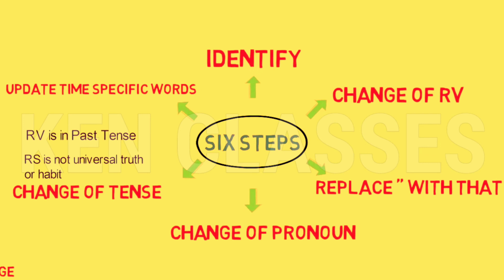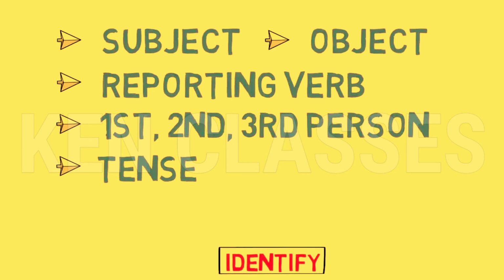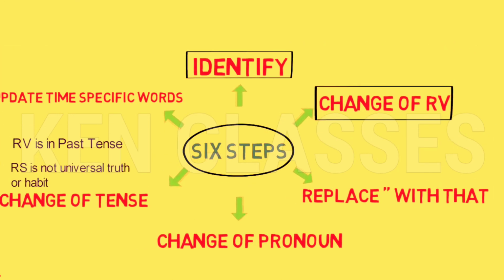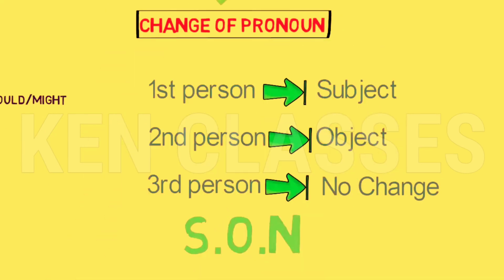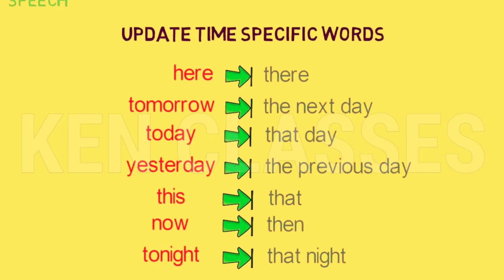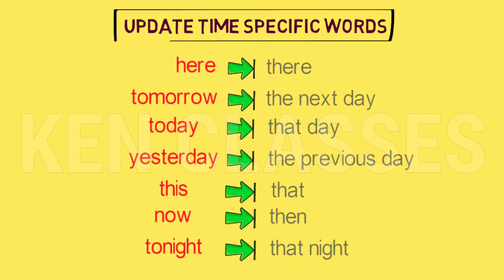This is the 6-step formula to convert any direct speech to indirect speech for a statement. First, identify the subject, object, reporting verb, person, and tense in the sentence. Second, change the reporting verb as per this workflow. Third, replace inverted comma with that. Fourth, change of pronoun as per this workflow. Fifth, change of tense as per this workflow. And sixth, change of time related words in reported speech as per this workflow.